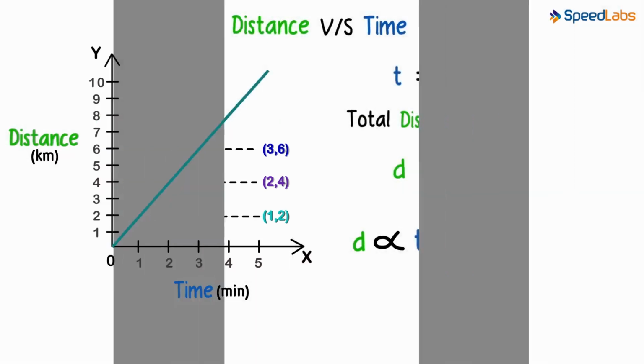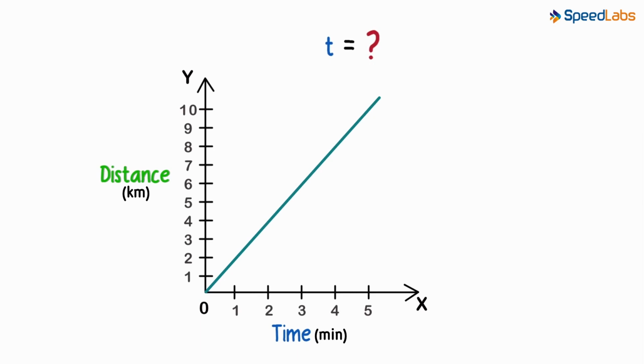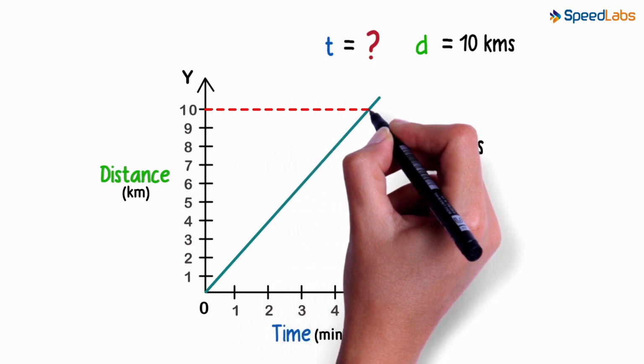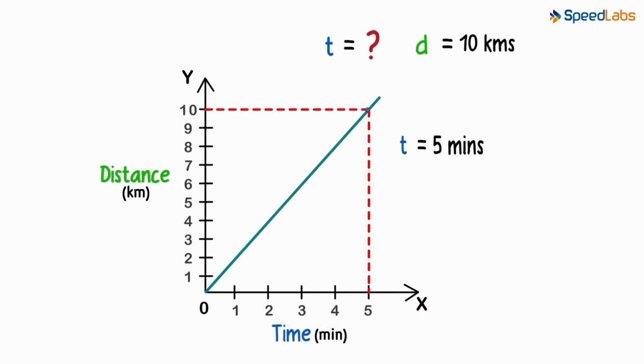Now let me ask you a different question. How long does it take to cover 10 kilometers? Well done. It will take 5 minutes. It is very straightforward. We mark a horizontal dotted line from the y-axis at the 10 kilometer point and then drop a vertical dotted line to the x-axis to get the answer. 10 kilometers are covered in 5 minutes.